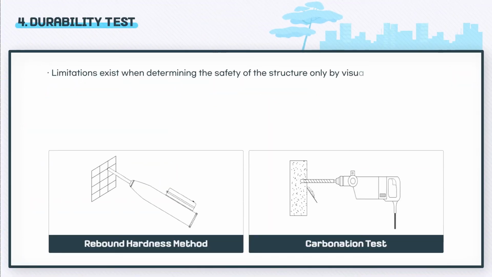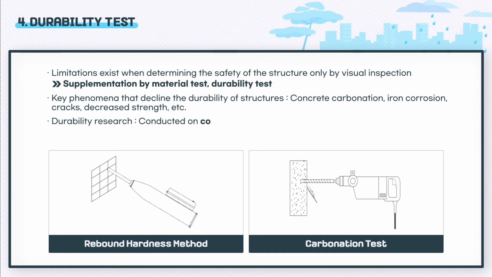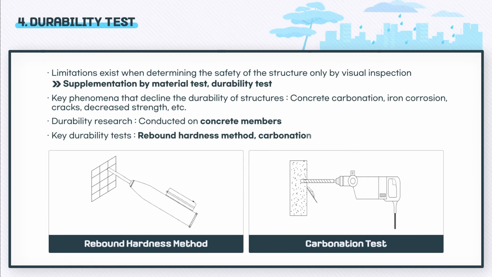In addition to performing visual inspections to determine the current state within materials that cannot be easily determined solely by visual inspection, such as the strength of concrete and the state of iron corrosion, durability tests must essentially be conducted. Durability tests are conducted on concrete members, and the key test methods include the rebound hardness test for testing the strength of the concrete, and the carbonation test for determining the possibility of iron corrosion. Let's take a closer look at the methods of these tests.